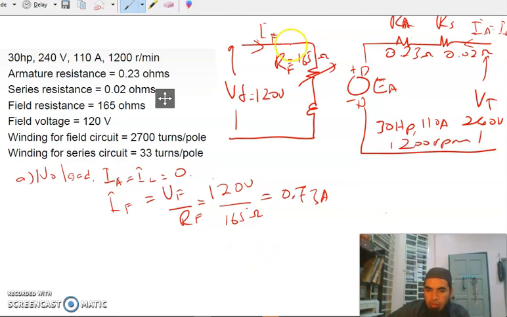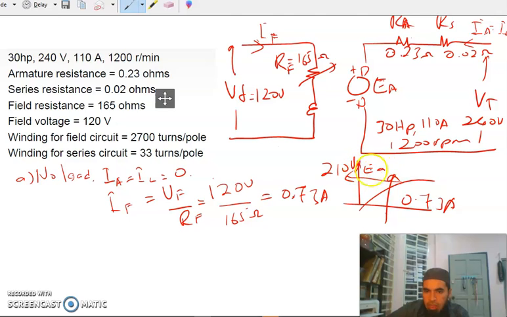So when we refer to the graph, we shall get at 0.73 ampere goes to 210 volt of EA. So we get EA, this is EA naught actually, EA naught is equal to 210 volt. This is the first parameter that we are able to find from this IF.